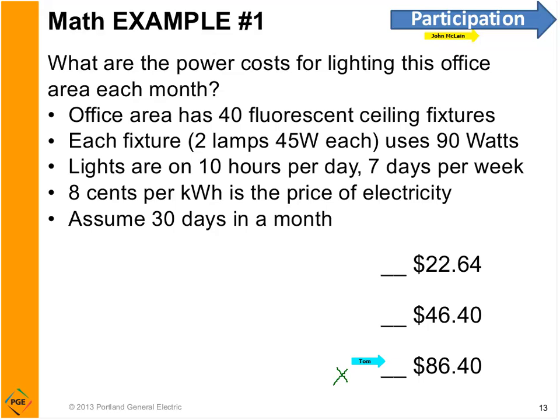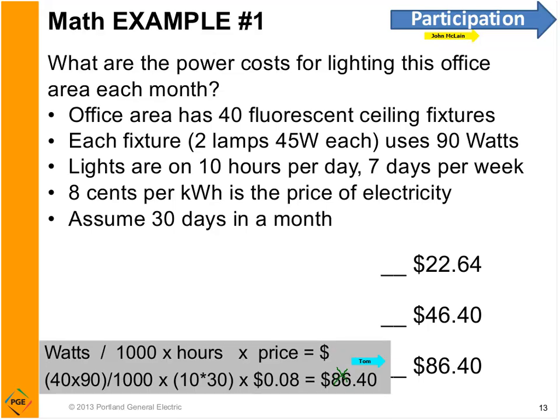Tom and some others think it's $86.40, and sure enough, they are right on. 40 fixtures at 90 watts, divide by 1,000, times 300 hours, times 8 cents. Now, the most common mistake I have found with doing these calculations is getting the zero in the right place. Quite often, people will think it's either cheaper or more expensive. So I've never been able to do this in my head. I always write it down, make sure I've got the zeros in the right place.